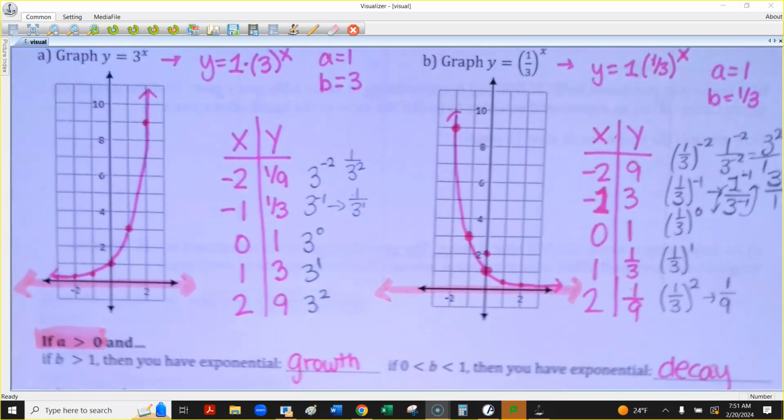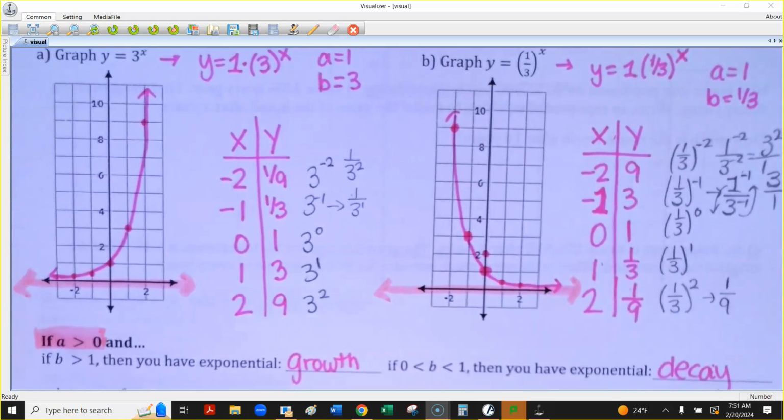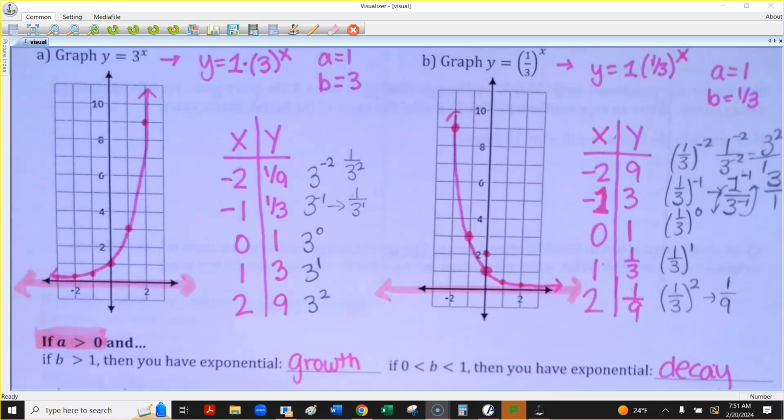So exponential growth, that first graph, starts small and gets big really fast. Exponential decay is going to start high up in the air, and then as you increase your x values, it's going to get closer and closer to the x-axis. So those are the two graphs that we have there.